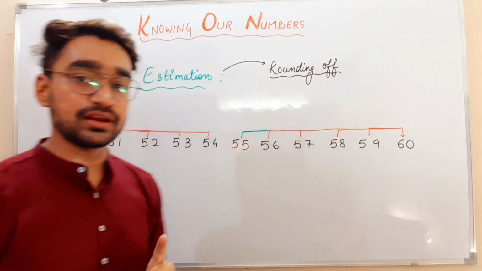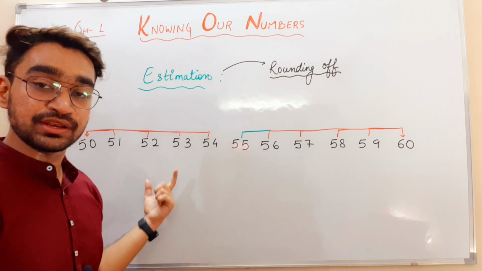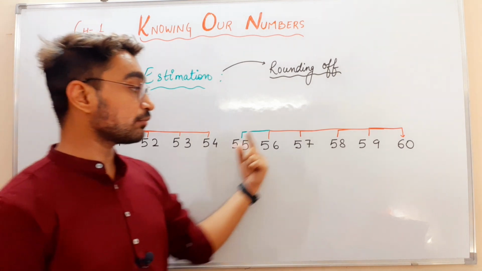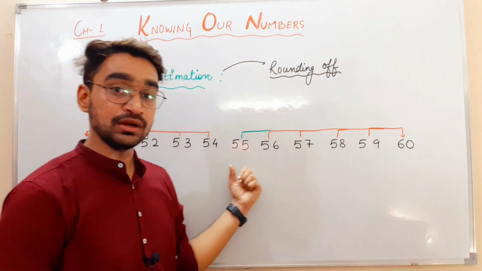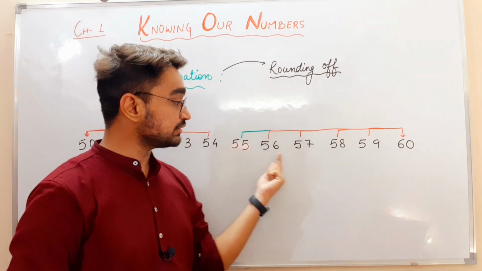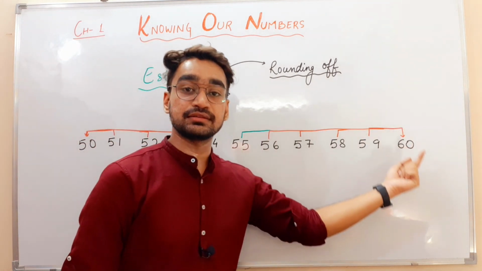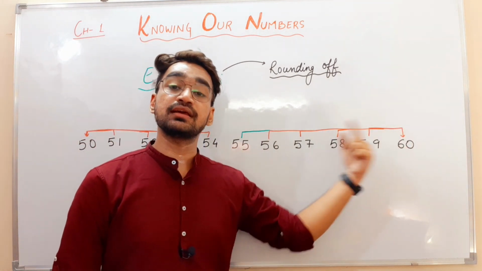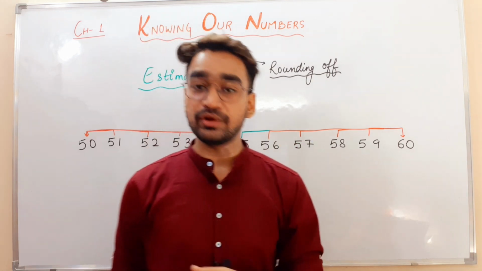So one thing you can find out here is that if the digit is 5 or more than 5, it will go to the next tens. Next tens means here it is 50, here it is in the range of 5, but the next tens is 60. It is going to the next tens. So this is somewhat like a basic figure of rounding off.